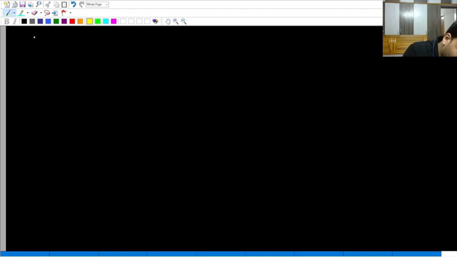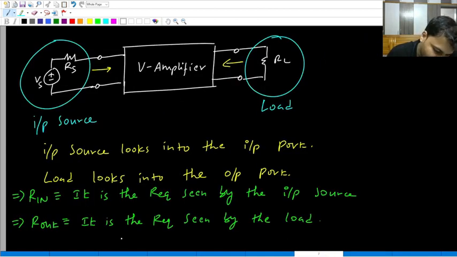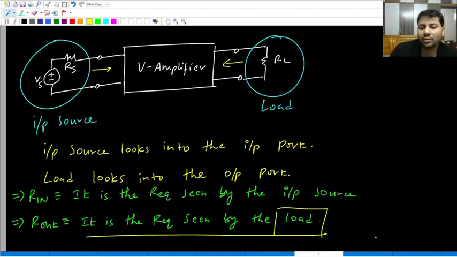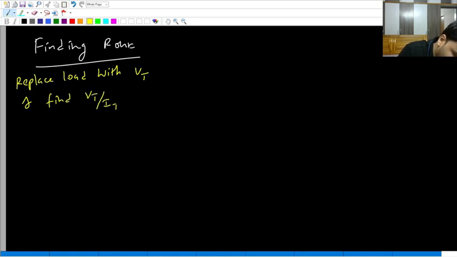What is the other thing you should find? We must also find the output resistance, Rout. Again, what is Rout? It is the equivalent resistance seen by the load. To find the equivalent resistance seen by the load, you should replace the load with a voltage source Vt and then find Vt by It. Yes or no? Replace the load with Vt and find Vt by It.